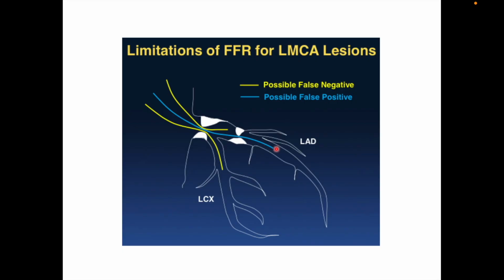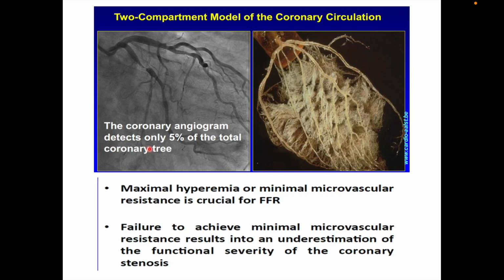So the way to differentiate would be to do a gradual pullback recording with IV adenosine infusion on, and then you see the bigger step up here or a step up gradient over here, and whichever is bigger gives you the impression of the actual significant lesion.